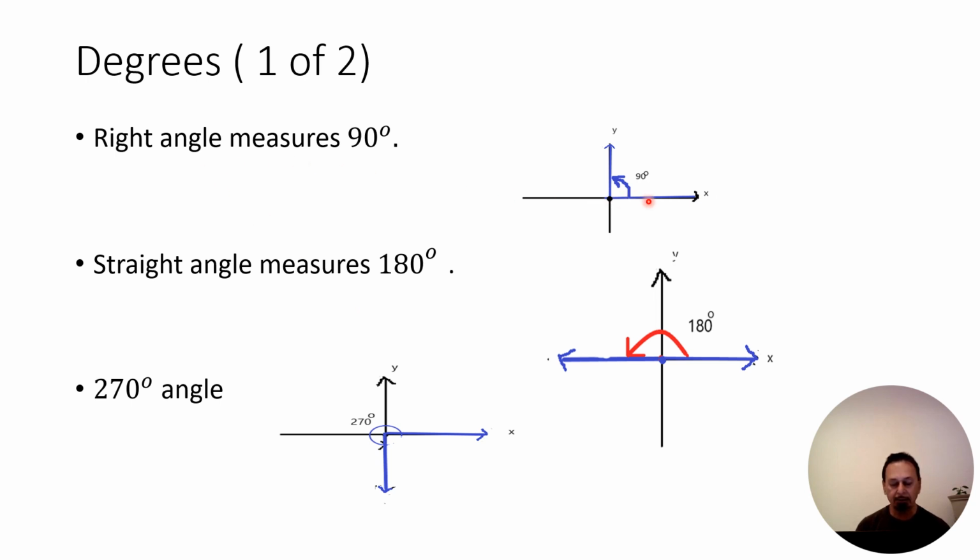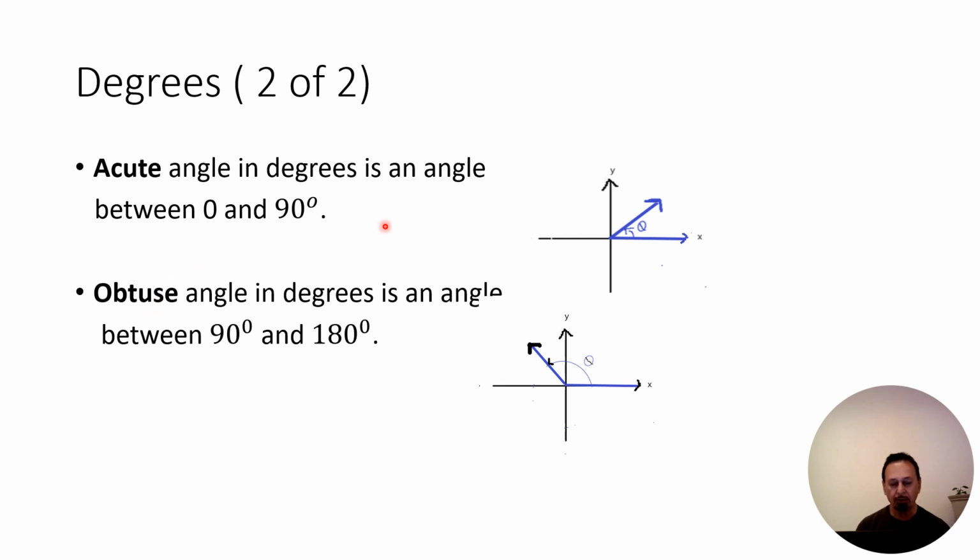Right angle. A right angle is like this one. The initial side is on the x-axis and the terminal side is on the y-axis. This angle is a right angle and is equal to 90 degrees. Straight angle: if the initial side is on the positive side of the x-axis, and the terminal side is on the negative side of the x-axis, that is called a straight angle, or 180 degree angle. Here the initial side is on the x-axis and the terminal side is on the negative side of the y-axis, and this angle is called 270 degrees.